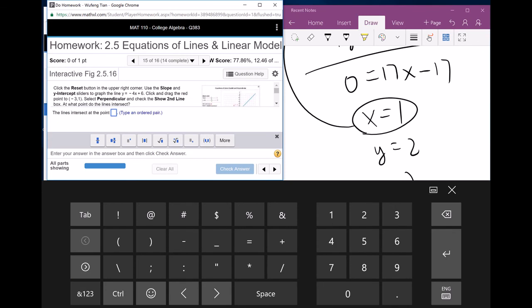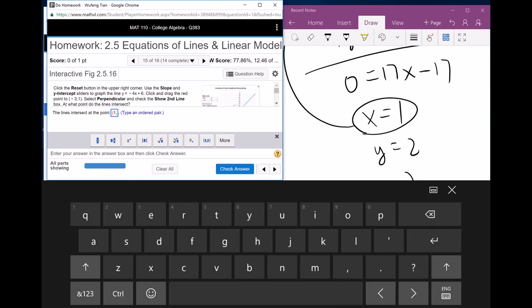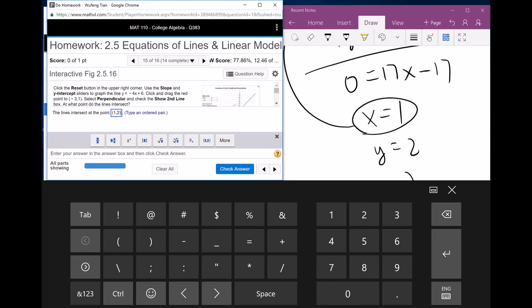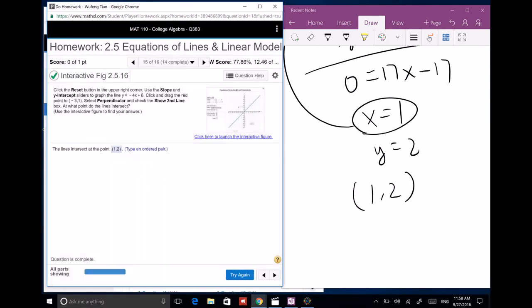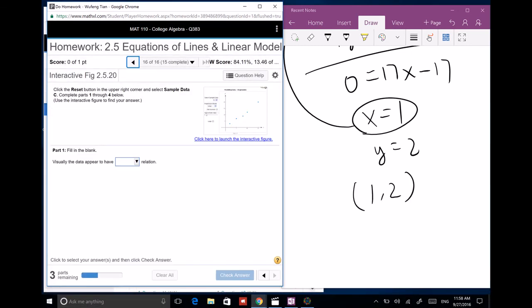Okay. So basically, if it gives you enough information without looking at the picture, you can still work it out. Find the second perpendicular equation and solve those two equations.